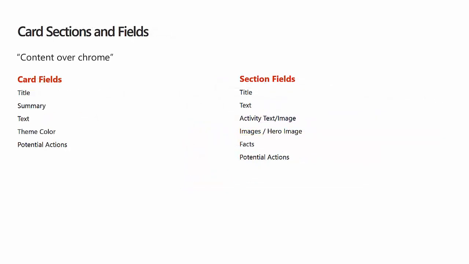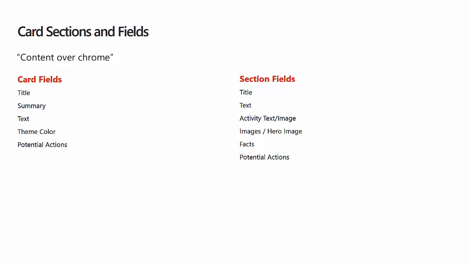The key thing to remember when we're providing data for a card is that we're going to specify content over the Chrome. There are fields specifically set up to contain information on the cards. The card itself has a title and a summary and some text. You can define a theme color, which provides some hinting overall about the way the card will look, and you can list potential actions at the bottom of a card.